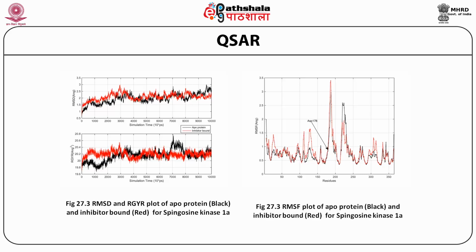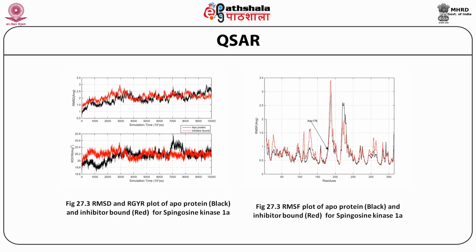This is the output of the molecular dynamics simulation. Usually in any molecular dynamics simulation, we draw these graphs. Figure 27.3 shows two graphs. The upper one shows the root mean square deviation and the radius of gyration. The lower one is the radius of gyration plot of the apoprotein, black, native, and the inhibitor bound in red, again for sphingosine kinase 1A. If you look at that, the flexibility is restrained in the case of red. So when the inhibitor is bound, flexibility is not there, it is arrested. That is what is expected.